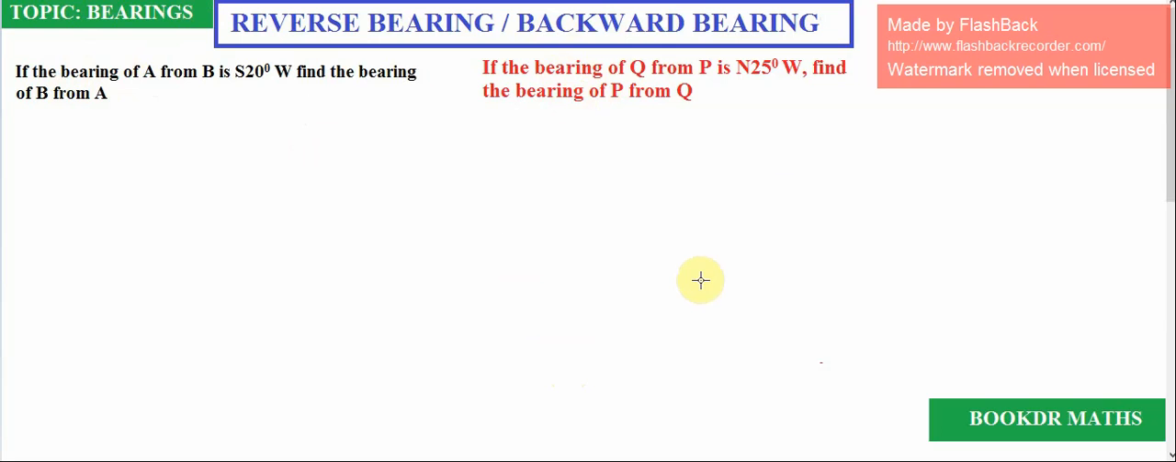If the bearing of A from B is south 20 degrees west, find the bearing of B from A. The second one is: the bearing of Q from P is north 25 degrees west, find the bearing of P from Q. Now let's sketch the first one. We are going to tackle the first question.